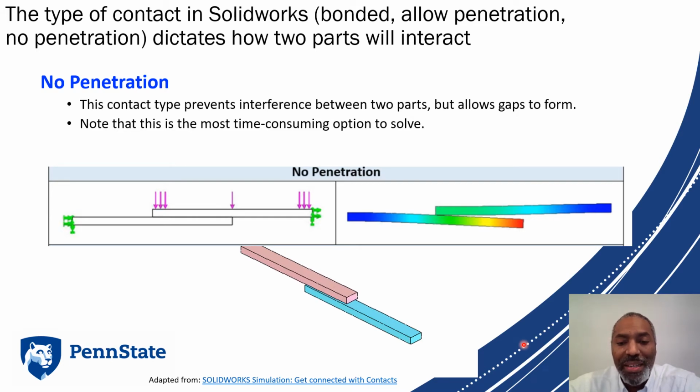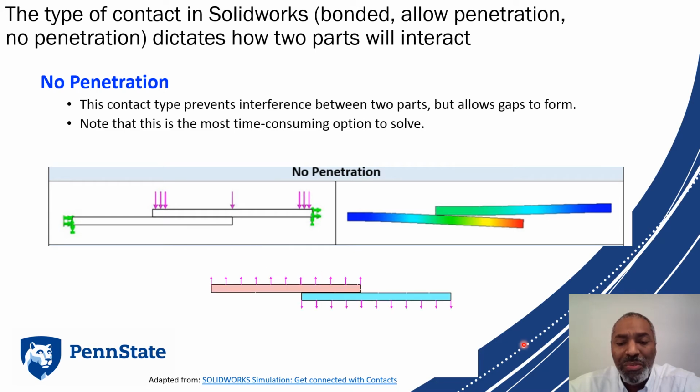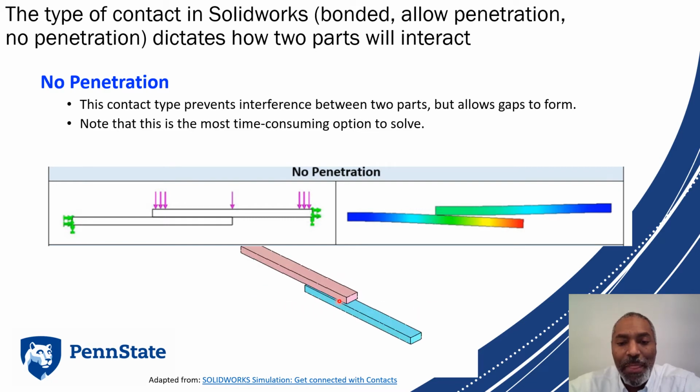If we look at our animation, it shows something similar. We've reversed our boundary conditions a little bit. This one's pulling up, this one's pulling down. This one moves down a little bit, this one moves up a little bit, and we have this gap being generated between the two.